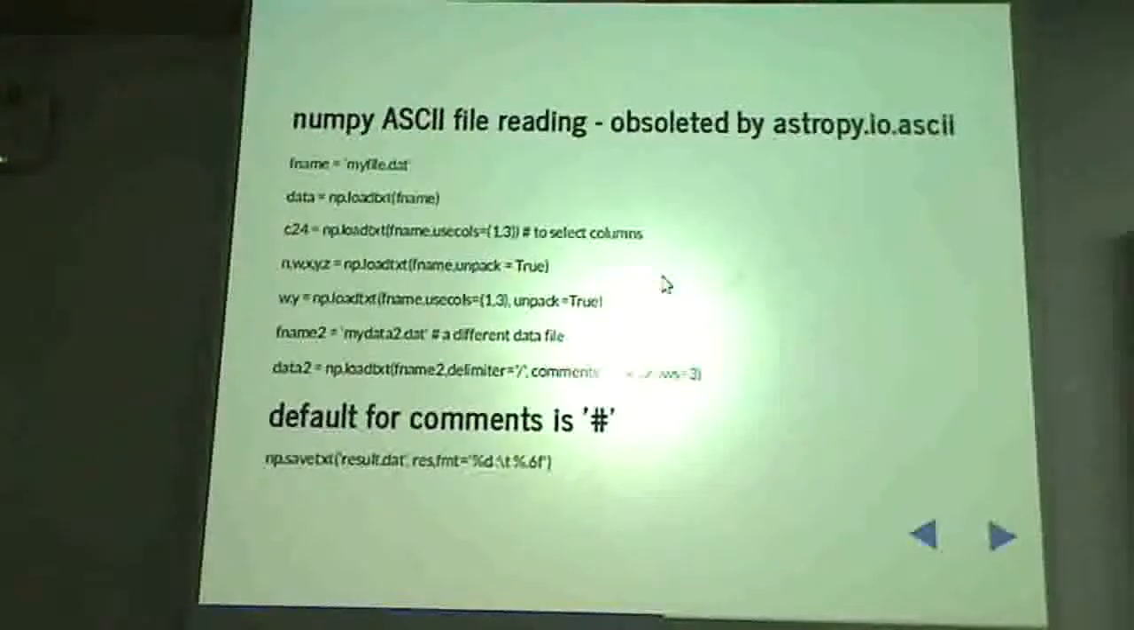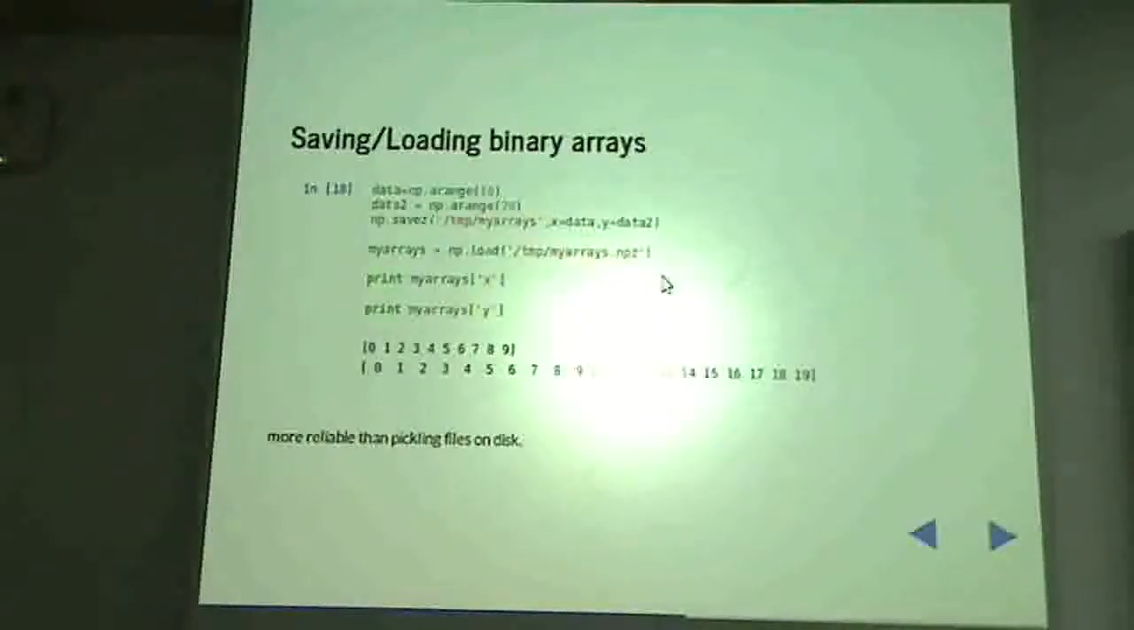Okay, and just like you have this load text function, you have the save text function, wherein you can write an ASCII text output. So this is the name of the file you want to write it to, this is the variable you want to write, and this is the format, which is like a standard Fortran format. Okay, but we won't spend time on this. I'll spend a little more time on saving and loading binary arrays.